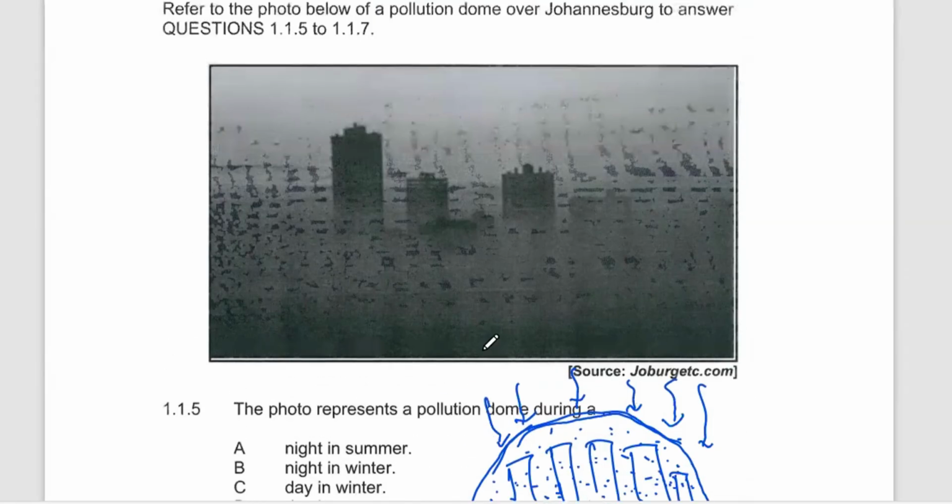So if we try to relate that to the illustration given here, we are seeing that there is high concentration of pollutants in this built-up area, in this urban area. That is typical of a night situation.